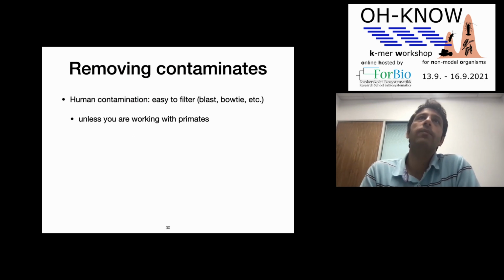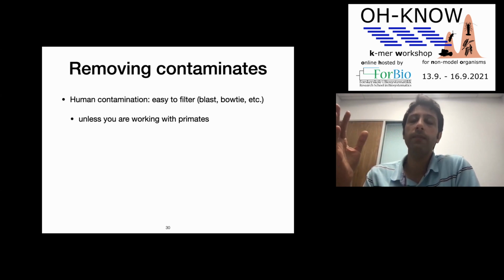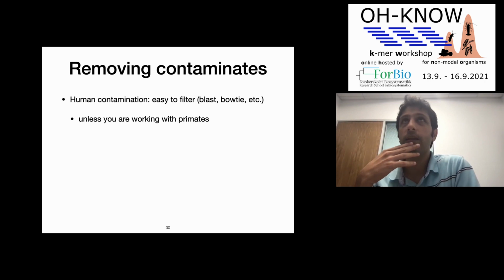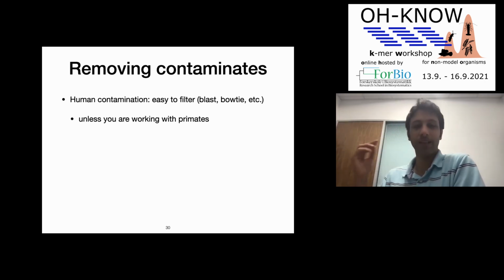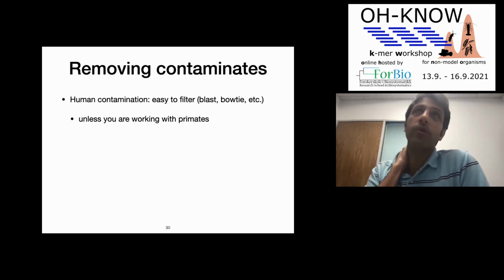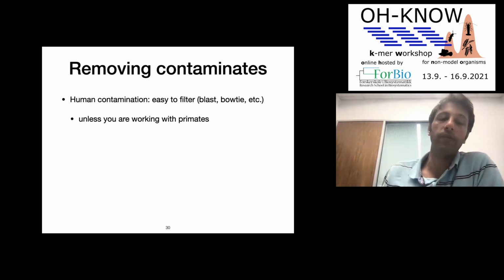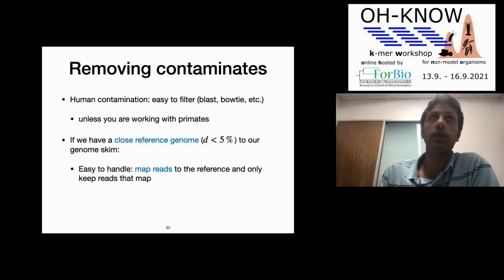Well, the first type is human contamination. That's easy to deal with, right? You have your genome skim, you take all the reads and you just try to map them to the human genome. If they map to the human genome, you call it a contamination, you remove it, you are done. This works fine unless, of course, you're working on primate genome skims or something like that. Then it's not so easy, right? But for most everyone else, it's going to work fine. So let's not worry about human contamination yet, just because it's easy to get rid of.